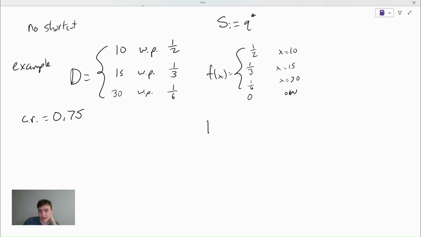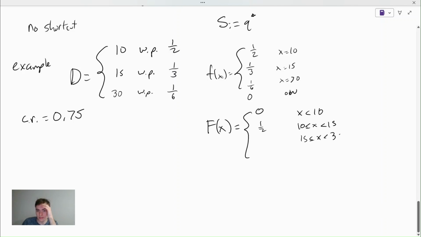Right? If we look at f of x, when we have x less than 10, we would have 0. For 10 less than or equal to x less than 15, we'll jump up to 1/2. And then after the 15, we'll have added in this 1/3 probability, so we get 5/6. And then at 30, we'll have added in the 1/6 probability and get up to 1, right?